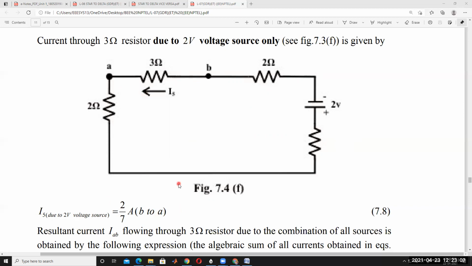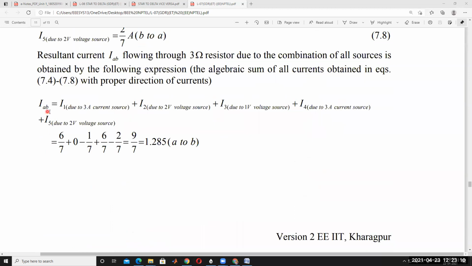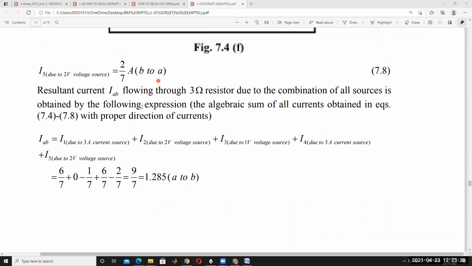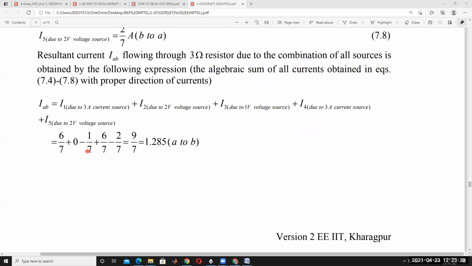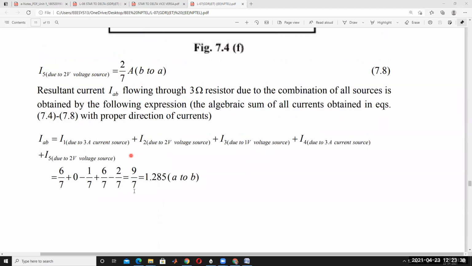So like this. And then the final current IAB is I1 due to the 3 amps current source, I2 due to the 2 voltage source, I3 due to the 1 voltage source, I4 due to the 3 amps current source, and I5 due to the 2 voltage source. Okay, if the current direction A to B is positive, then the current direction B to A is negative. Here the current direction is B to A, that's why negative. Here also the current direction is B to A, that's why negative, minus 2 by 7. So you will get the final answer 1.285. This is the superposition theorem. Understood?